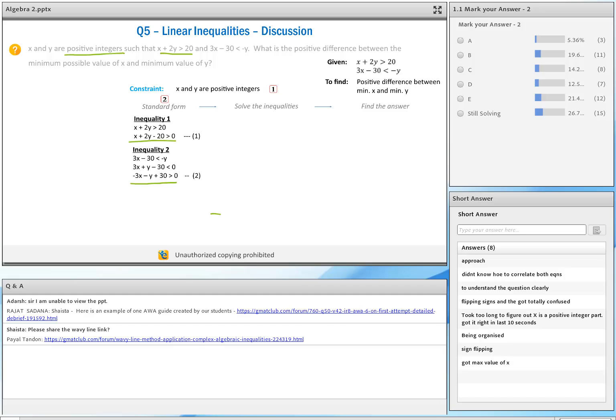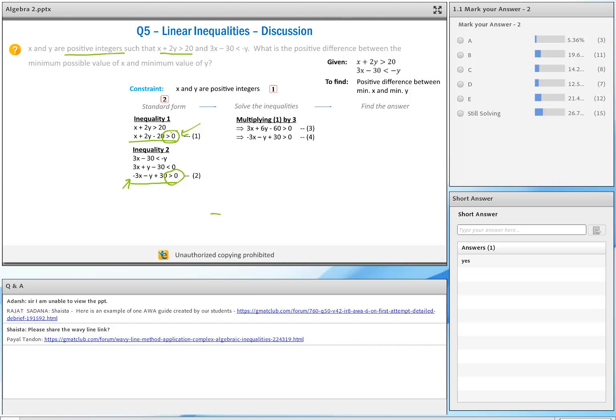Remember when I said that if you have to add two inequalities, you have to make sure that they have the same sign. And this is what we mean over here by same sign. All right, so let's go forward. Now you have x plus 2y minus 20 here. Here you have minus 3x. So you multiply this inequality by 3 and what you get is 3x plus 6y minus 60. Now can you guys hear me clearly? Just wanted to make sure that my voice is clear. Yes? Okay. Perfect.